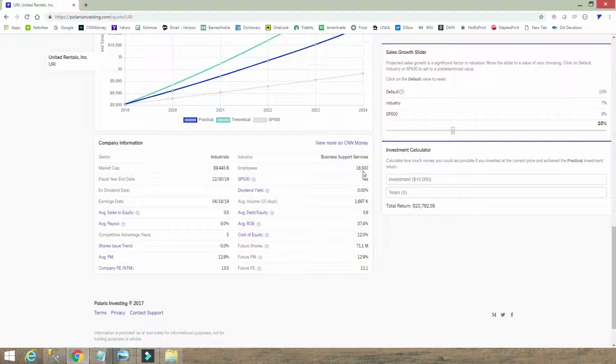The number of employees is approaching 20,000, primarily through over 1,000 different branch locations across the United States and parts of Canada. It does not pay a dividend, so the dividend yield here is 0. But the average volume per day is reasonable, so you're not buying into a thinly traded stock. Another thing we notice here is the shares trend. The company announced about a year ago fairly aggressive repurchasing of shares, and we see that here with a minus 3% indicating stock repurchase.